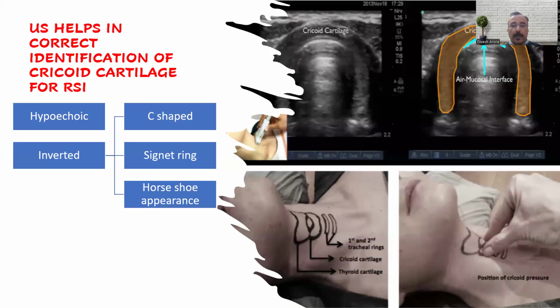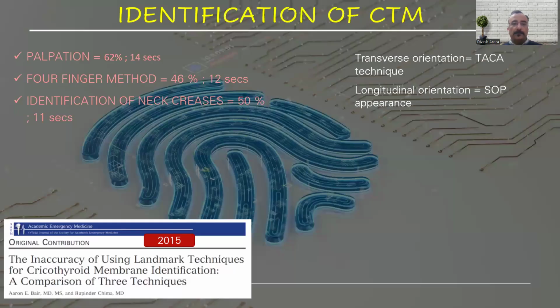So, my dear friends, how does cricoid appear? Cricoid cartilage, as other cartilages, is hypoechoic. It's an inverted C shape, as some of the anesthetists call it, or a signet ring, or it has a horseshoe-shaped appearance, which can be easily identified. So there are various ways to identify it. One of them is the palpatory method, but the easiest one, if you start using ultrasound, is the easiest method to identify correctly the cricoid cartilage.